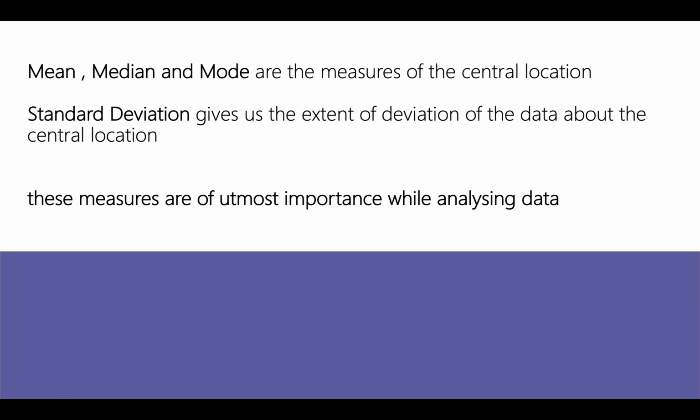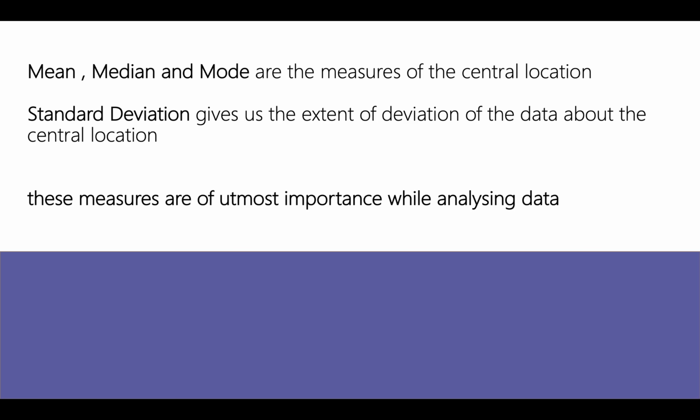As you must be knowing, mean, median and mode are the measures of central location of data, and standard deviation gives us the extent of deviation of the data about the central location. These measures are of utmost importance while analyzing any data. So let's get started with the coding part.